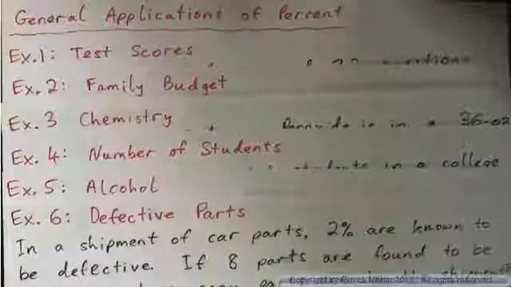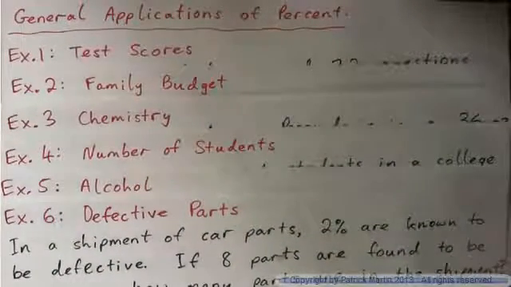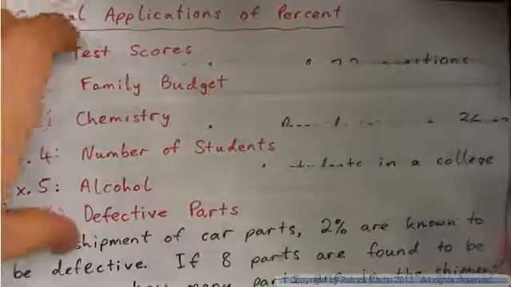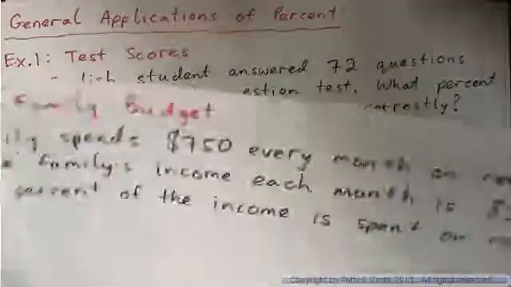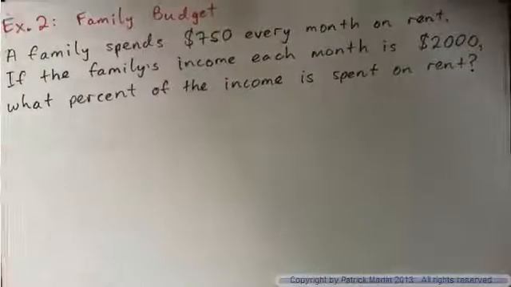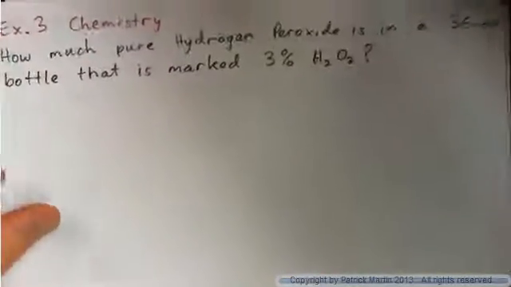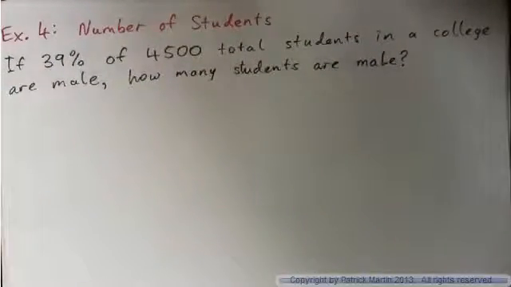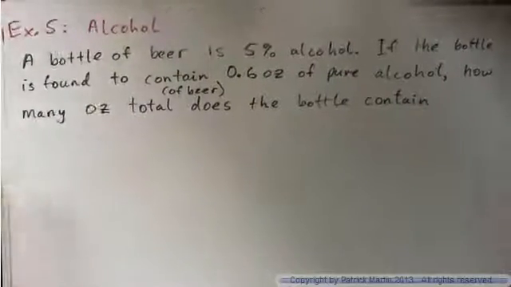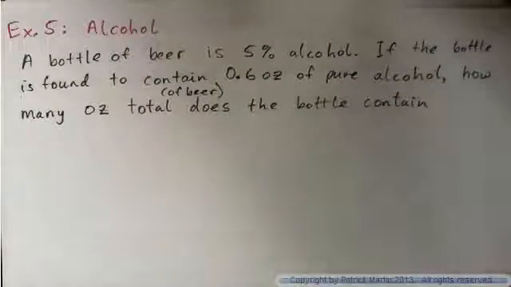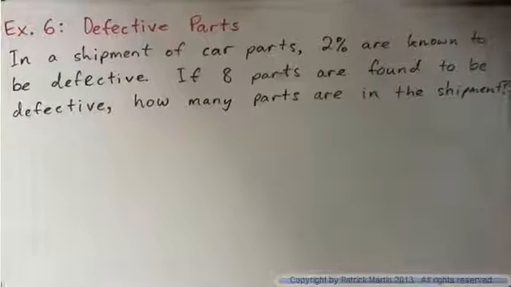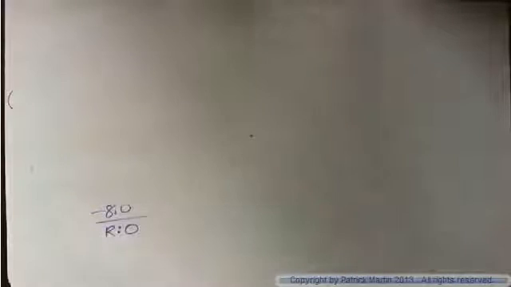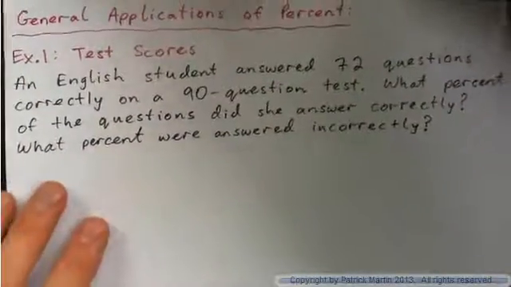In this video, we're going to look at some general real-life applications of percent. So we'll do these six examples. Example one is test scores. Example two, family budget. Example three, chemistry with hydrogen peroxide. Example four, number of students. Example five, alcohol content in beer, or it could be anything like that. Example six, defective parts. Okay, so let's have a look at example one.